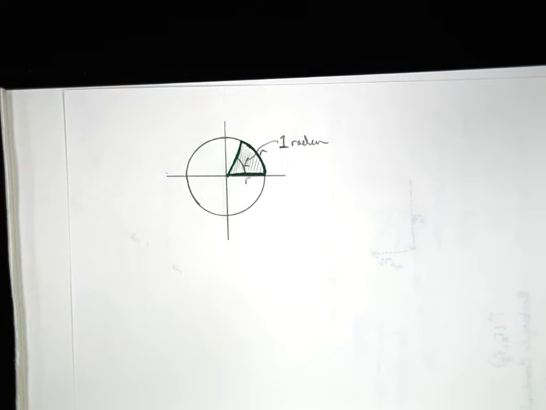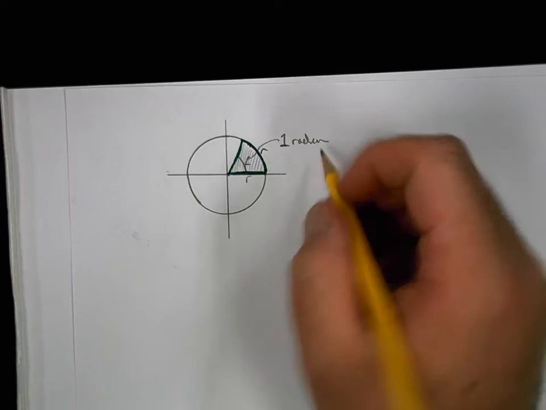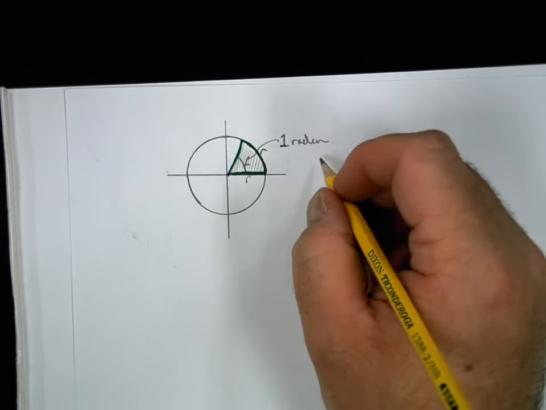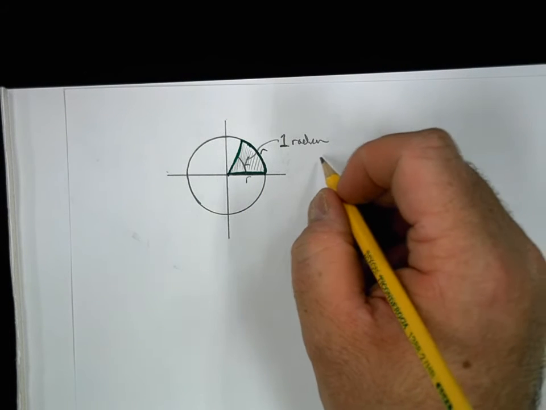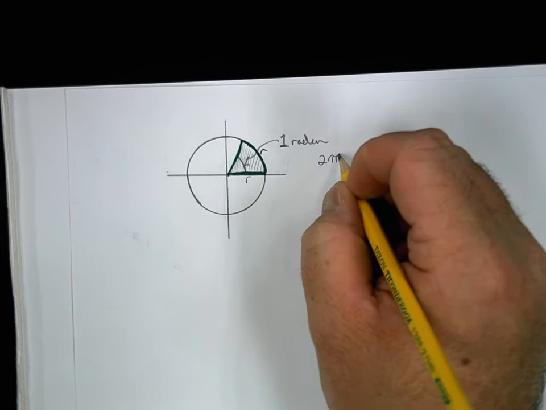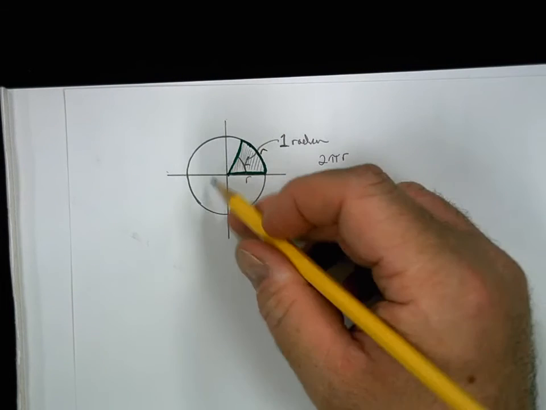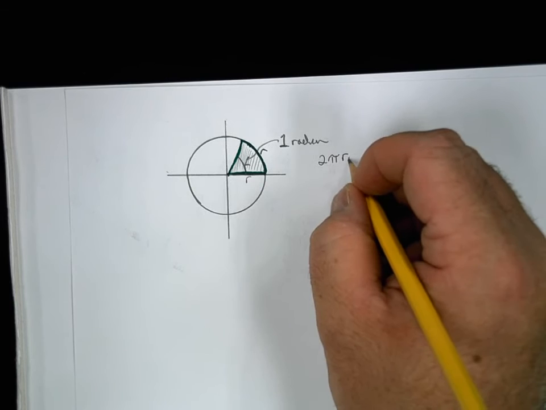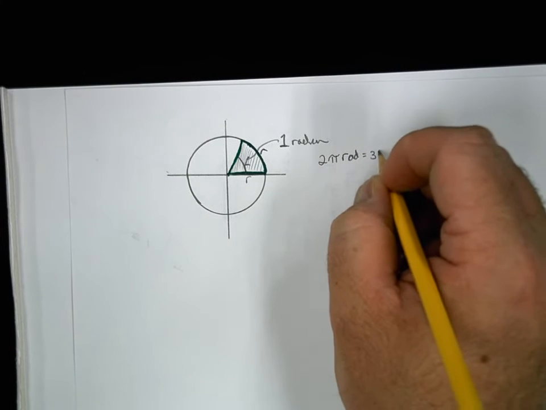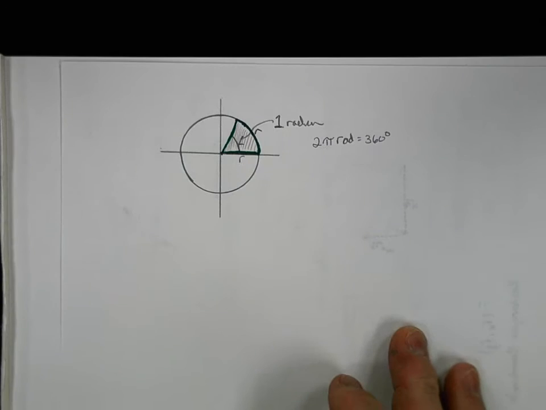Okay, and because of that, if we lay out this radius, then we know from the circumference of the circle, which is 2 pi r, that if we go all the way around the circle, that would be 2 pi radians equals 360 degrees, and that's how we get this radian geometry.